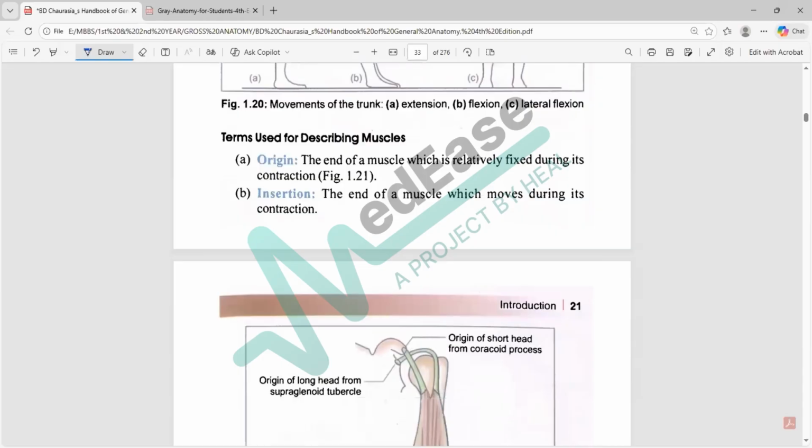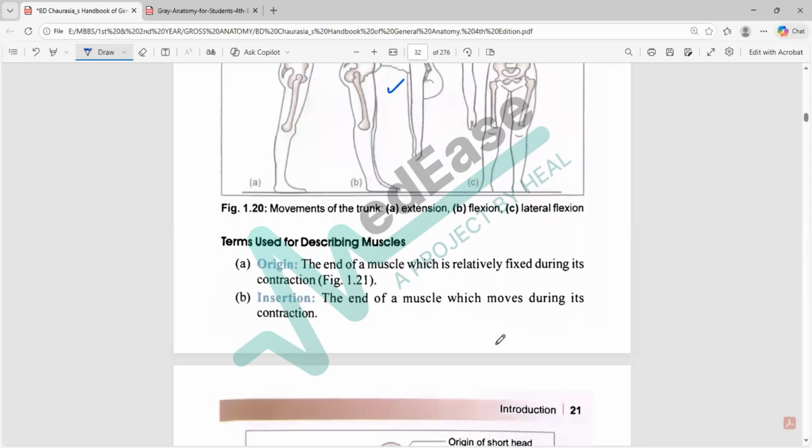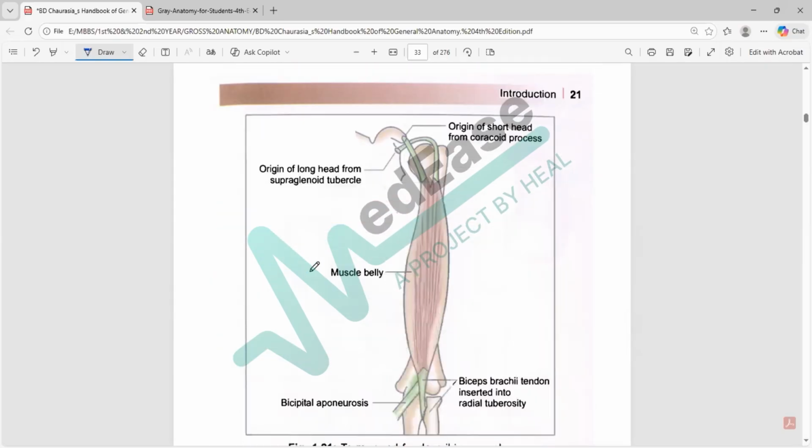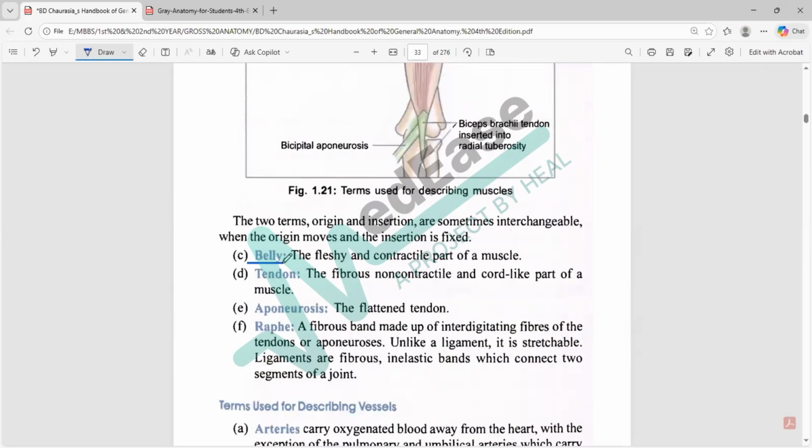Now, when we talk about specific muscle terms, we have the origin and the insertion. The origin is the point or part of the bone from which the muscle originates. This is the part of the muscle which usually does not move during the movement. Insertion is the part of the muscle which attaches distally, and this part moves with the muscle contractions. The belly is the major chunk or fleshy part of the muscle which contains the contractile units.